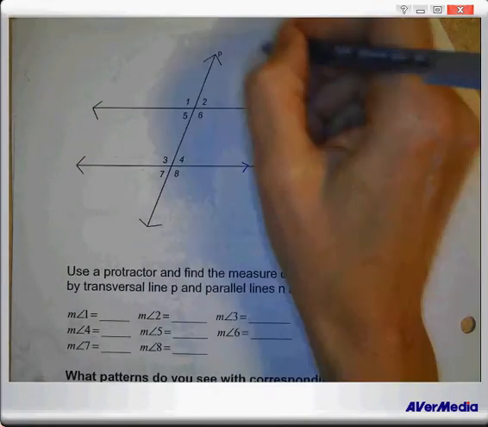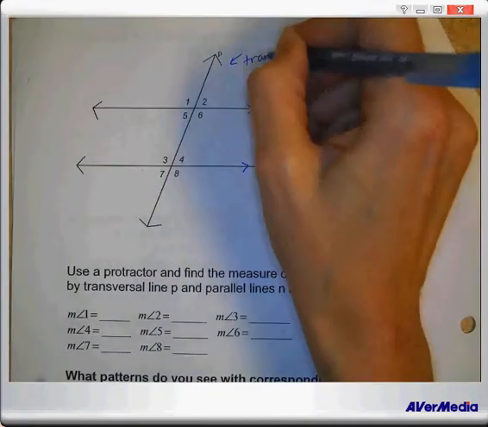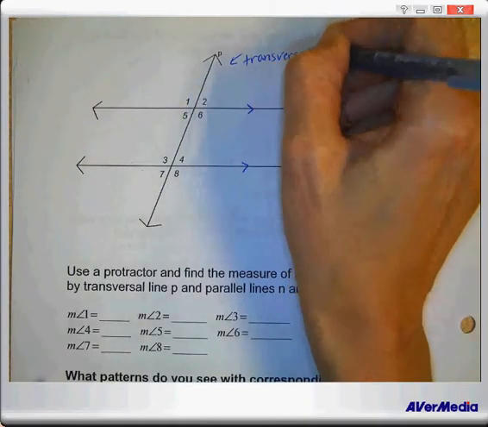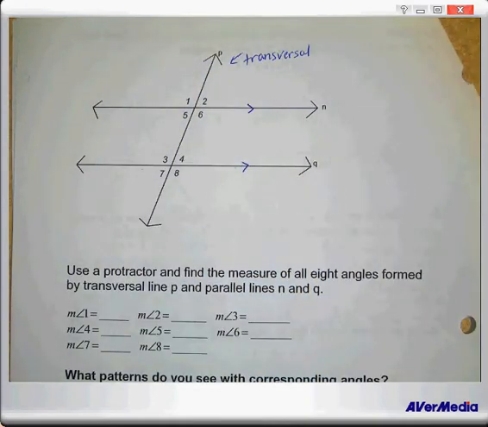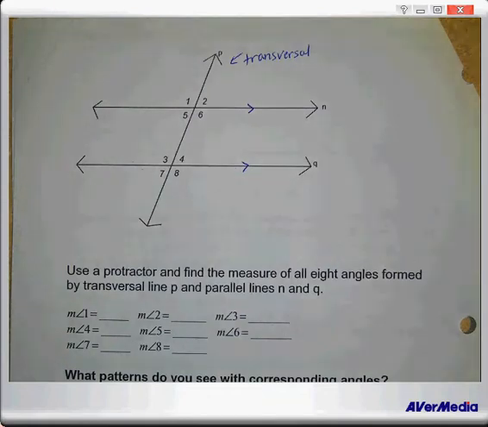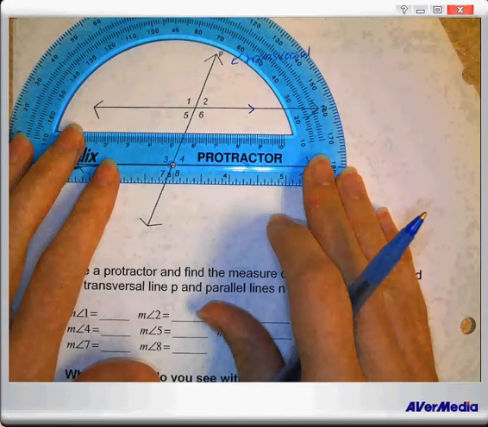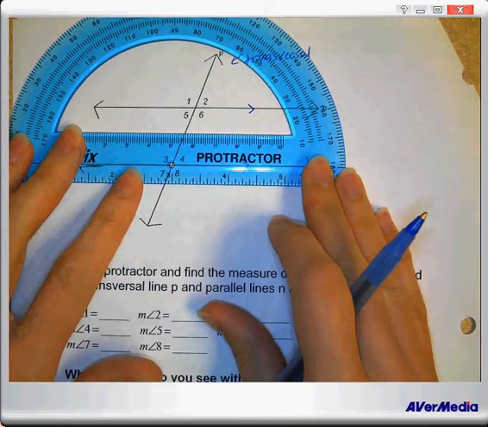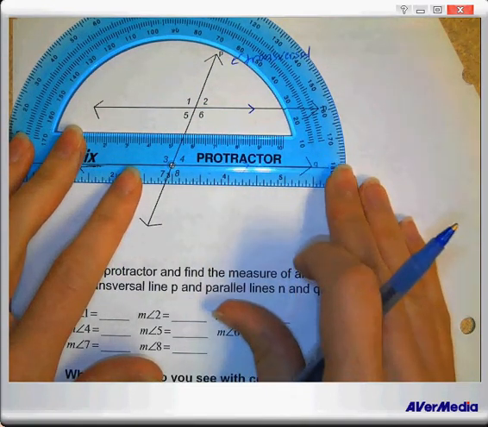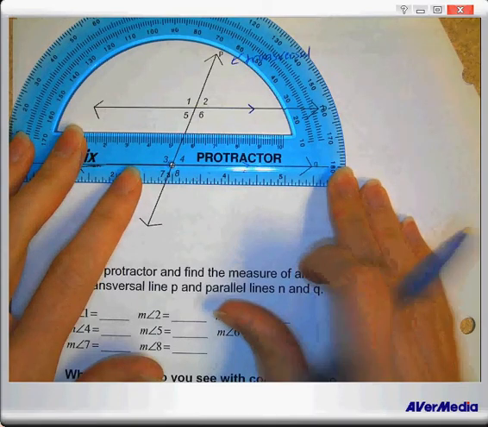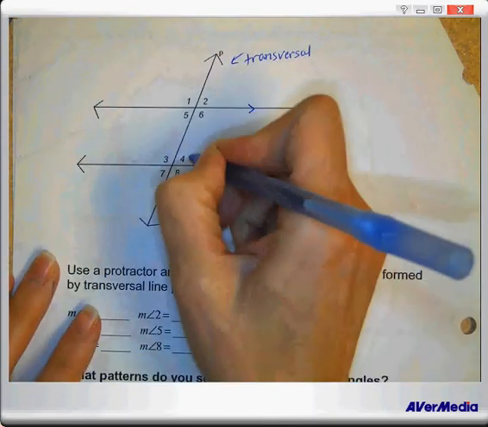And remember, we also call P our transversal. It's the line that intersects the other two at two different locations. We get our 8 angles that are being formed. And what I asked you in class is to go through and measure the angles here. So for instance, if I'm looking for angle 4, I got that it was roughly between 69 and 70 degrees. So we'll just say 70 degrees here.